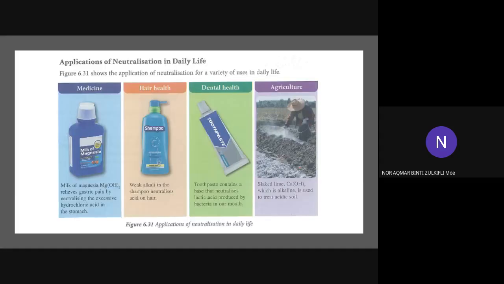Okay, next. The applications of neutralization in daily life. It's very commonly used in our daily life. Milk of magnesia, Mg(OH)2, can relieve gastric pain by neutralizing the excessive hydrochloric acid in the stomach. Shampoo with alkali neutralizes acid on hair. Toothpaste contains a base that neutralizes lactic acid produced by bacteria in our mouth. And in agriculture, slaked lime, which is alkaline, is used to treat acidic soil.